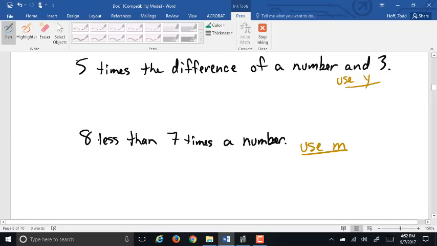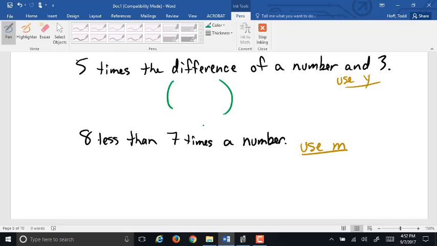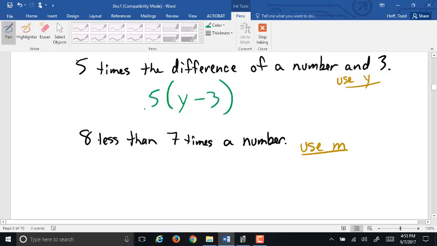So for the first one, 5 times the difference. What's the difference again? Result of a subtraction problem. So that implies the subtraction happened first. So the difference of a number and 3, how do we express that? It says the number first and then 3, so it's going to be y minus 3. What do we still need? 5 times. Perfect.